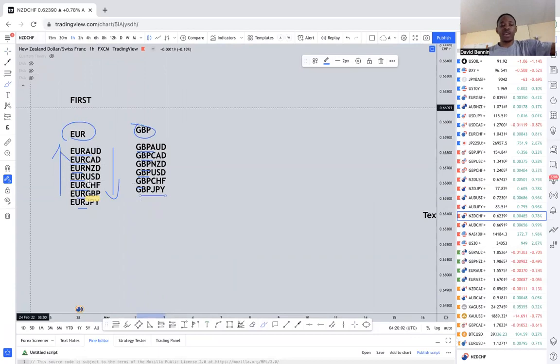We have other currencies that will always be the second currencies.